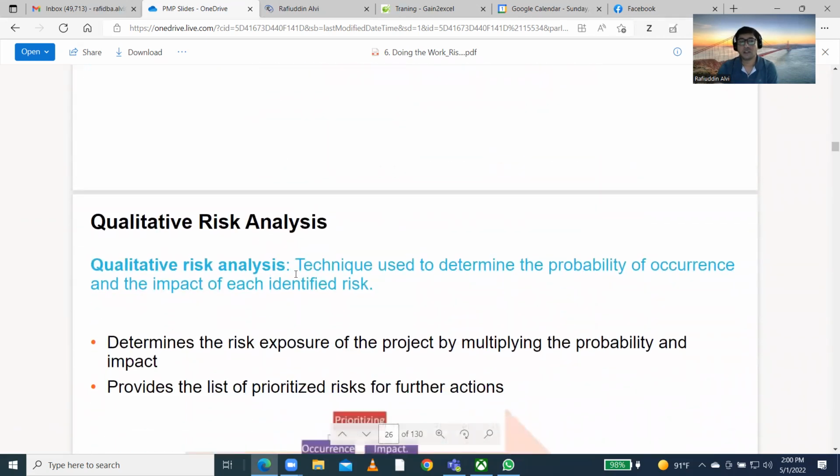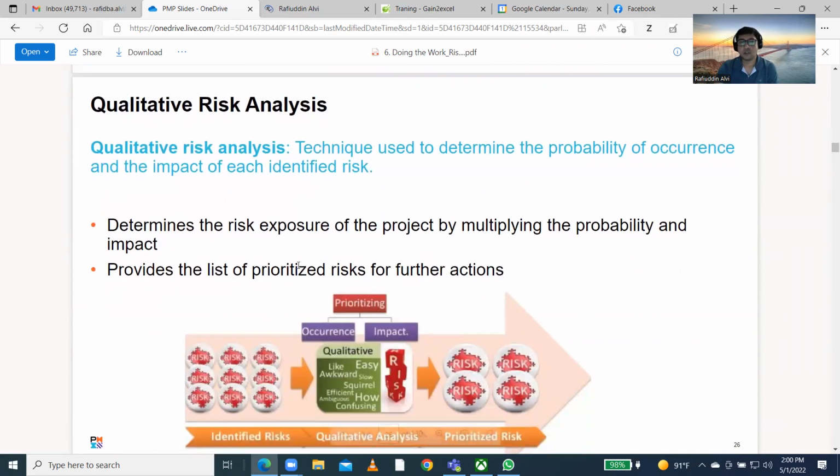So qualitative risk analysis is the technique used to determine the probability of occurrence and the impact of each identified risk. You determine the risk exposure of the project by multiplying the probability and impact. So basically, you identify or address the risk through probability and impact. It provides the list of prioritized risks for further action.